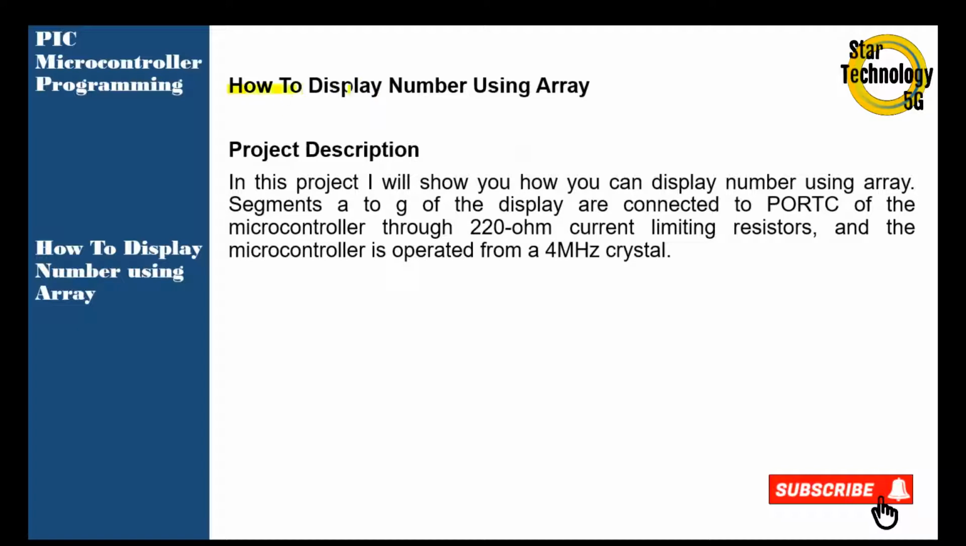How to display numbers using an array. Project description. In this project, I will show you how you can display numbers using an array. Segments A to G of the display are connected with port C of the microcontroller through a 220 ohm current limiting resistor, and the microcontroller is operated from a 4 MHz crystal.